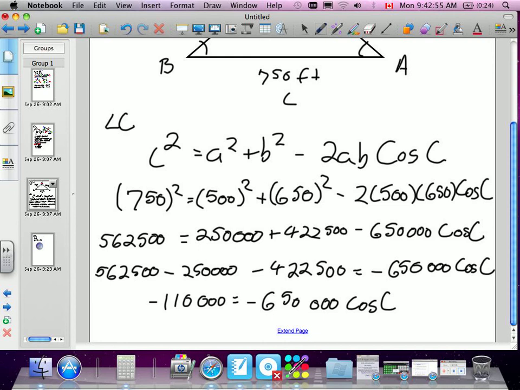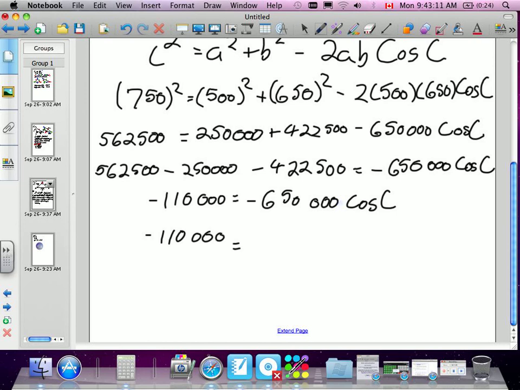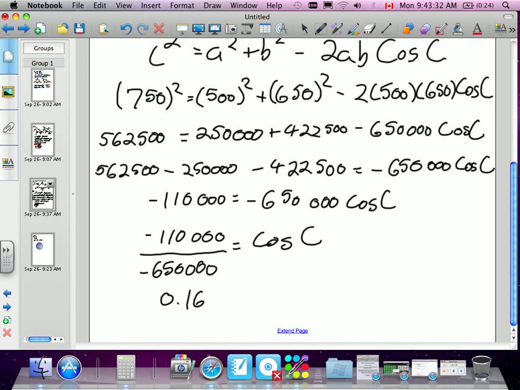Again, I'm not going to be bringing over the negative 650,000 as a positive or negative number. Because this is multiplied by, when I finally do move it to the other side, it becomes divided by. So I get negative 110,000 divided by negative 650,000 is equal to cos C. We're going to equate those two. Divided by 650,000. 0.169.